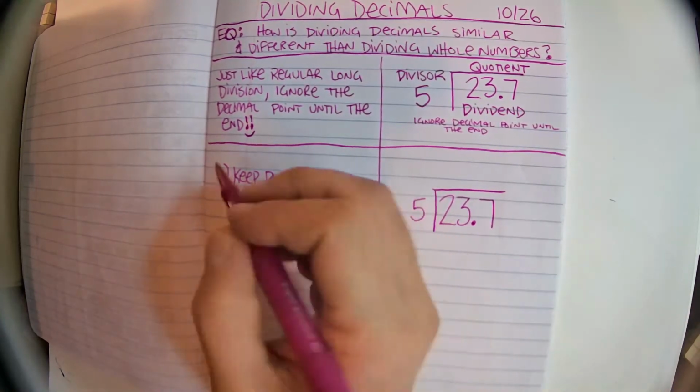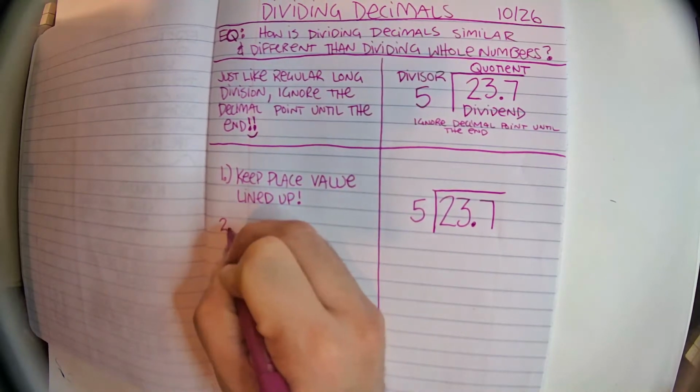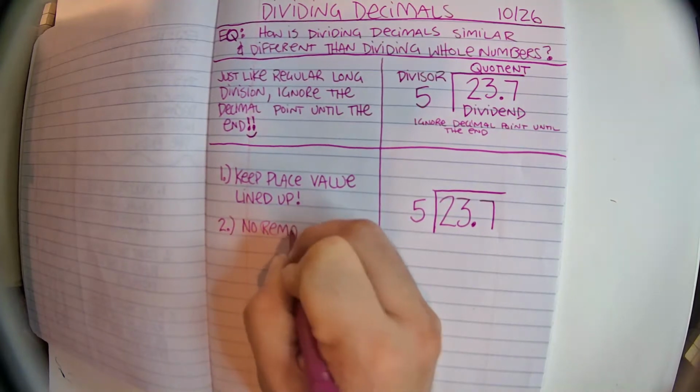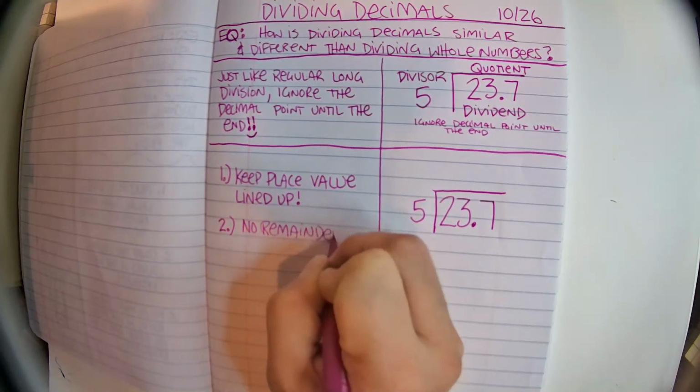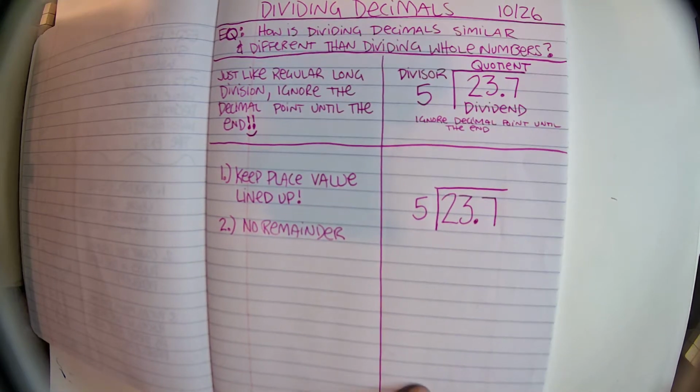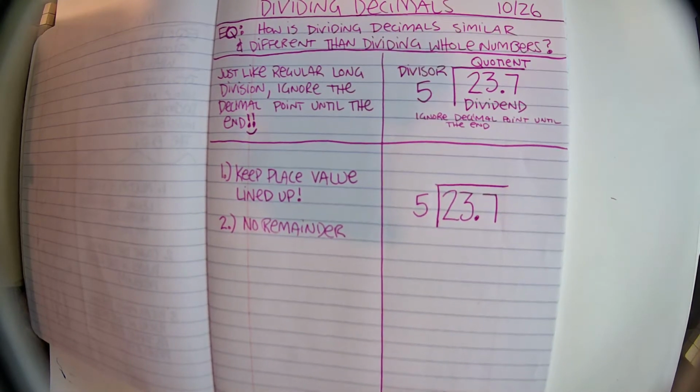The second thing to remember, there's no remainder. All right, so when we're dividing decimals, there is no remainder. We will not have a remainder. We will have decimals.